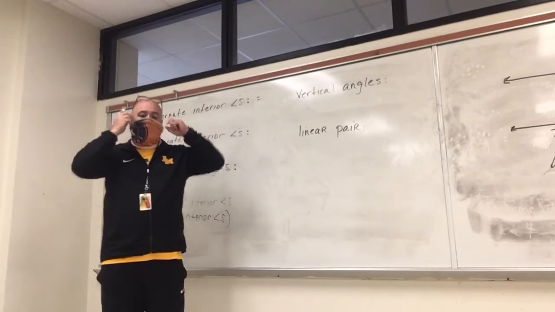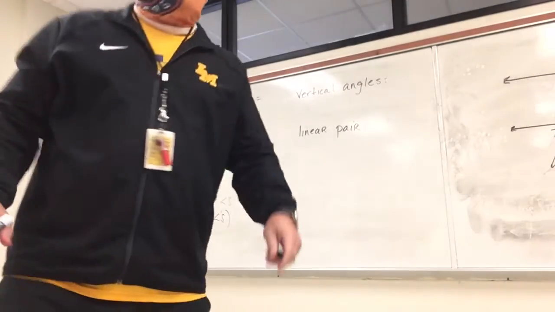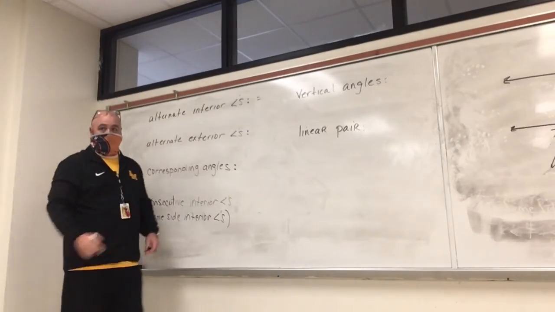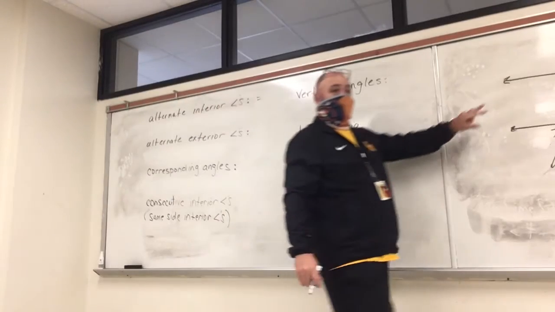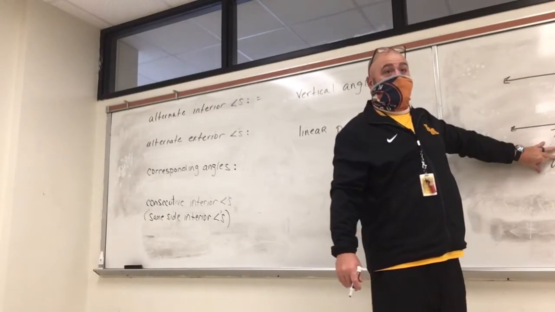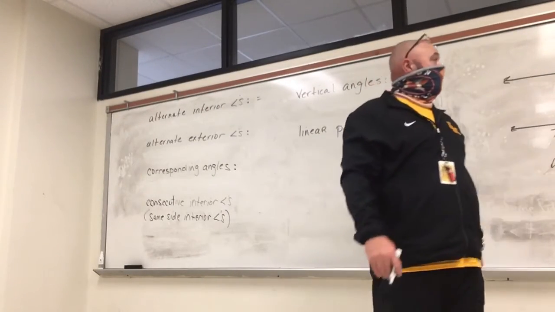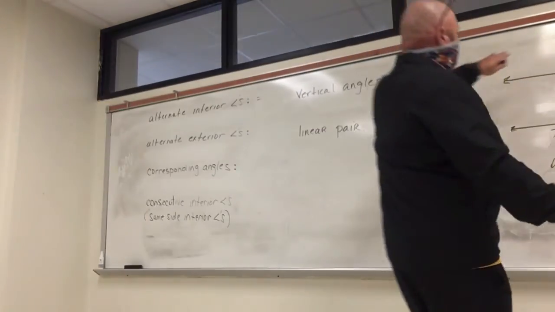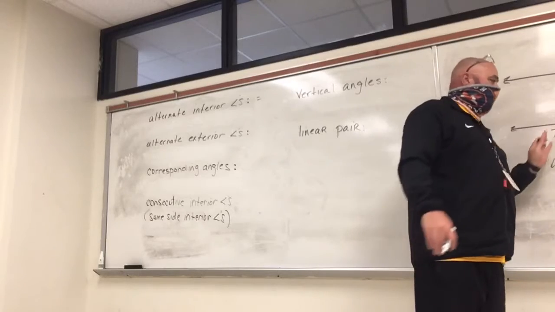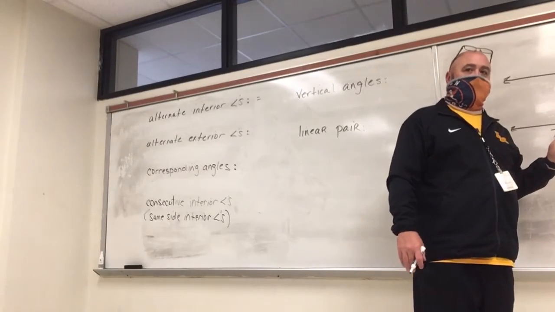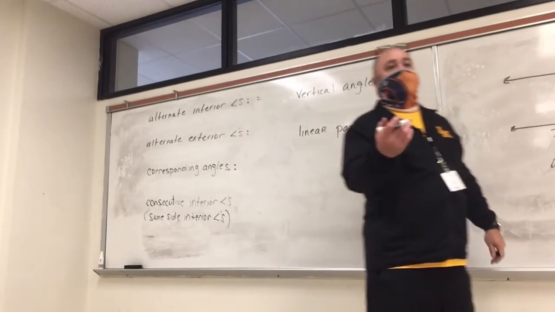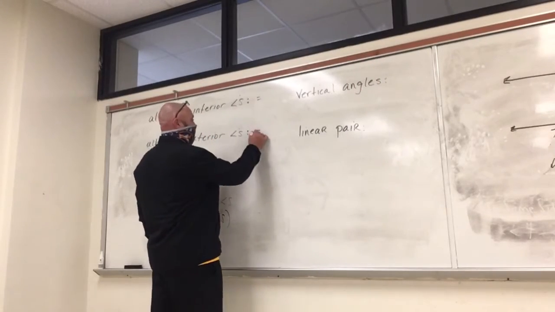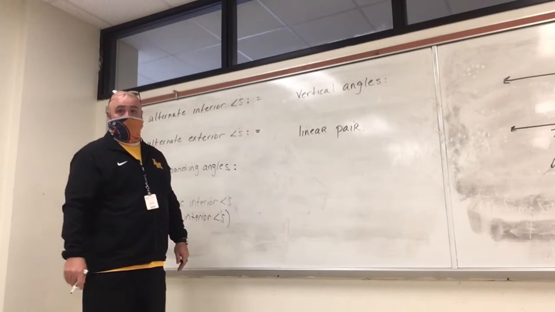Okay? So, that being said, we move on to alternate exterior angles. Where are they located? They're located on the outside of the parallel lines, correct? So, what do we know about them? Angle 1 and angle 8, angle 2 and angle 7 are alternate exterior angles, and what do you know about them? They're equal also. Okay? You with me so far?